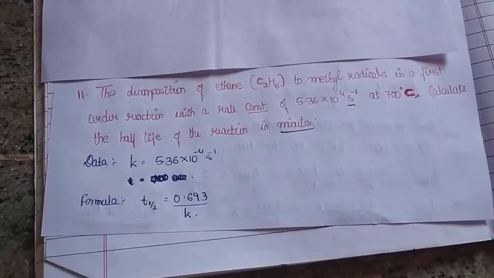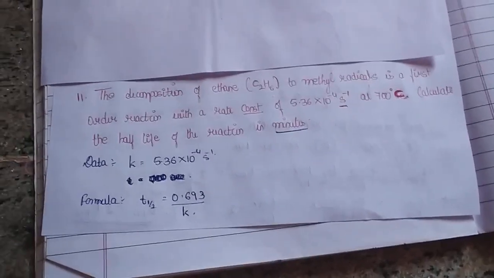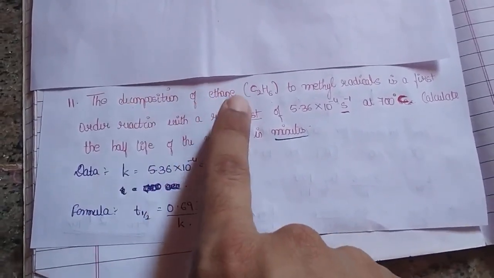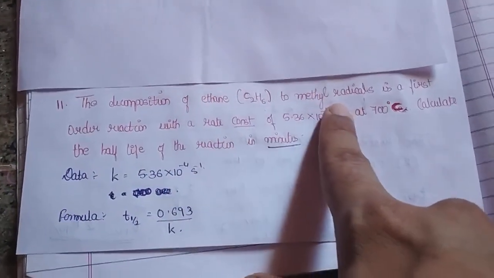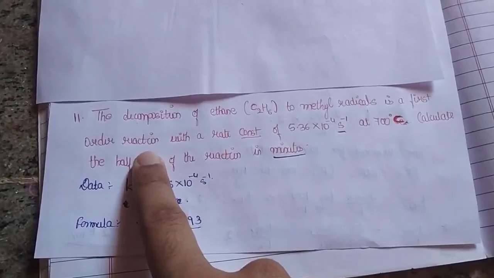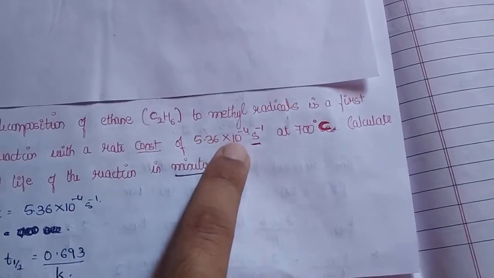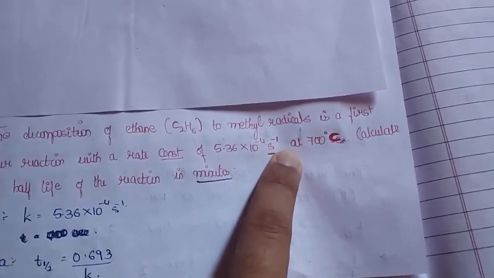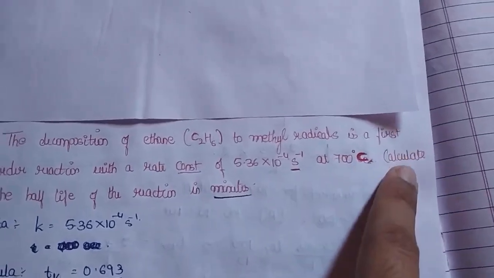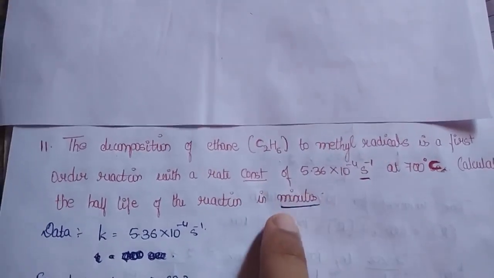Okay guys, as I said, now let us deal with the problems on the half-life of a reaction. What does it say? The decomposition of ethane to methyl radicals is a first order reaction. So I got a hint that it is a first order reaction with a rate constant of 5.36 into 10 to the power of minus 4 per second at 700 degrees Celsius. Calculate the half-life of the reaction in minutes. Can you see over here?